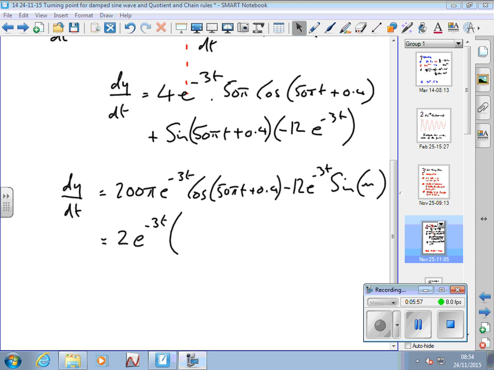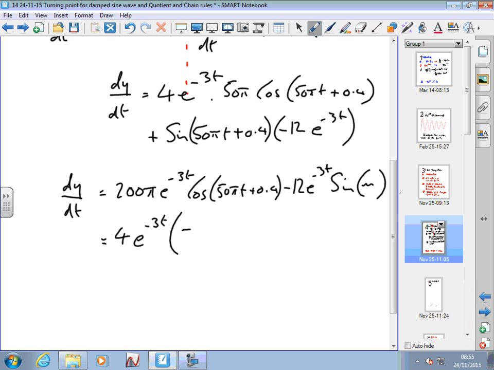Looking at it again, 4 goes into 200 and 4 goes into 12, so I could take a 4 outside. So let's just check as we go through. 4 times 50 is 200, so I've got to have a 50 in there. 4 times 50 gives me back my 200. Pi, I've got to put the pi in, so that will get me back to my 200 pi. Then I've got e to the minus 3t already, so I don't need anything like that in the bracket. But then, of course, it's multiplied by cos of this bracket, 50 pi t plus 0.4. So that's that bit done, right? Okay.